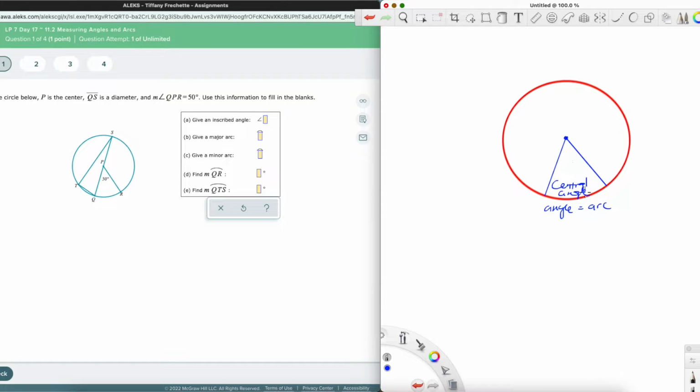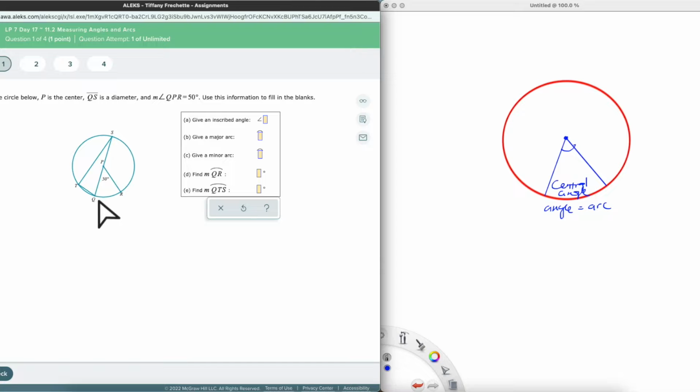So this is called a central angle because it comes from the center. Whatever the angle is, the arc is also that same degree. So if we know that this angle is 50, the arc it creates from end to end is also 50 degrees. So it's just a relationship there. We don't have to worry too much about that.